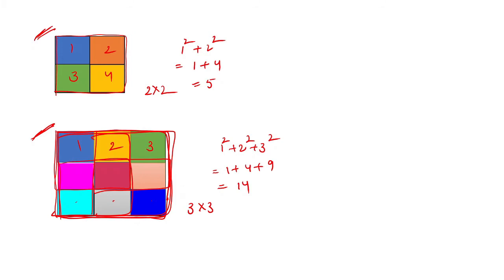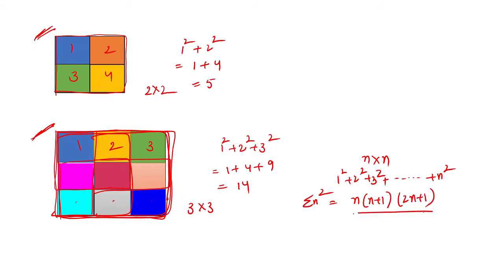Means here, suppose there is a square grid that contains n rows and n columns, an n by n square grid or n by n square board. Then the formula is 1 square plus 2 square plus 3 square and so on plus n square. It means sigma n square. Sigma n square formula is n into n plus 1 into 2n plus 1 by 6. This is the formula. Apply this formula for this diagram.